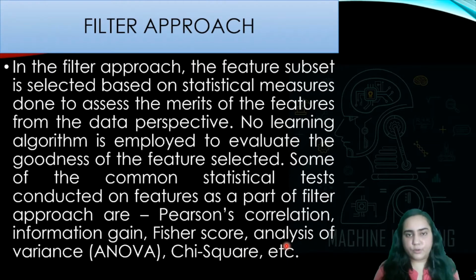In the filter approach, the feature subset is selected based on statistical measures done to assess the merits of the features from the data perspective. Okay, so here you do not have any learning algorithm to evaluate the goodness of feature, but there are some common statistical tests, and those tests are given here. Some names are given here, like Pearson's correlation, information gain, Fisher score, analysis of variance, which is known as ANOVA, or chi-square. All these things are there, so you could check that.